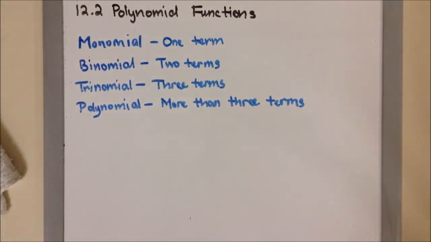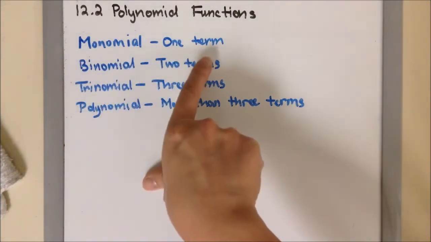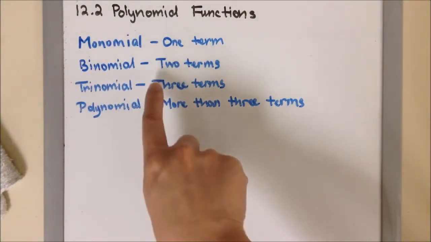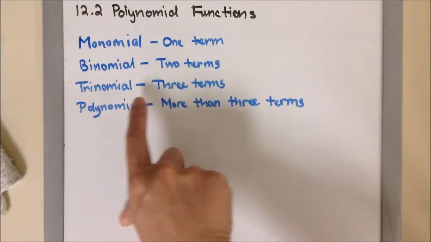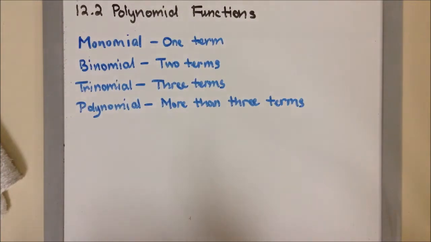In the next part, we're going to talk about types of polynomials, and then we're also going to talk about standard form. So the types that we have is monomial, which means one term, binomial means two terms, trinomial means three terms, and polynomial means more than three terms. And then we're going to do some examples of identifying the types and then writing out the standard form.